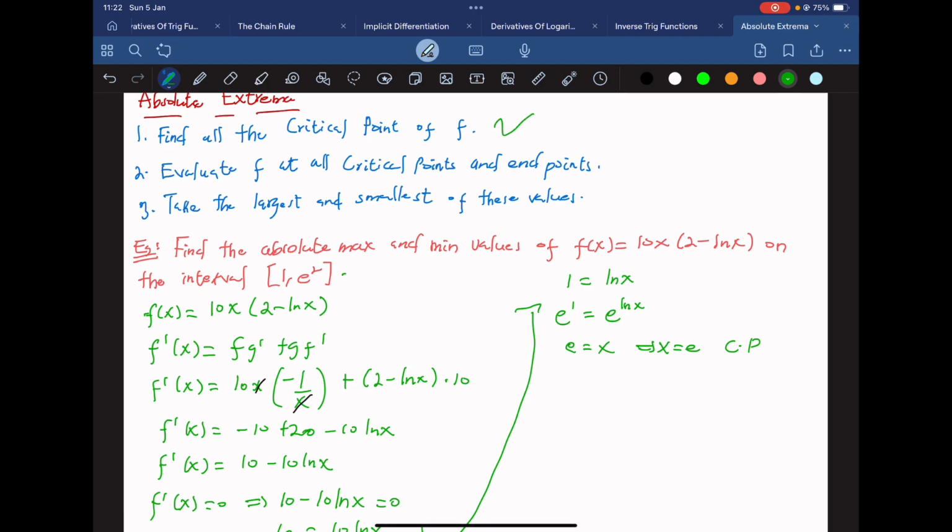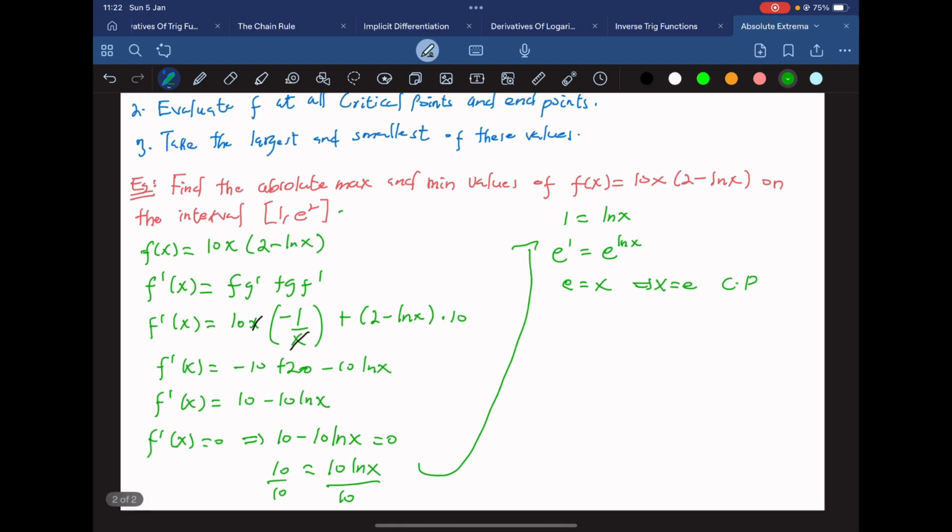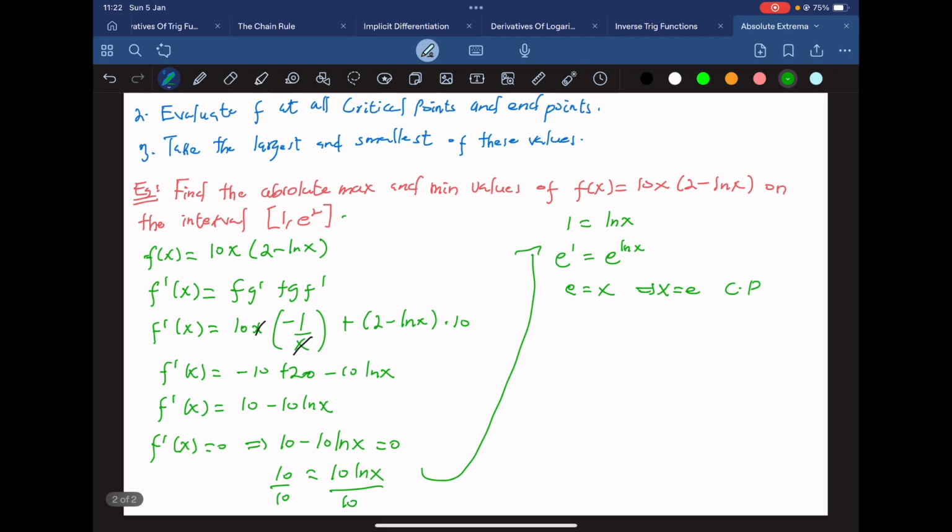The next step is to evaluate f at all the critical points and the endpoints. So now we have to find f of e. We are now evaluating the critical point. Wherever we see x, we replace it with e. So we have 10e times (2 minus ln of e). Now ln of e, remember, is just 1. So this is just 10e.